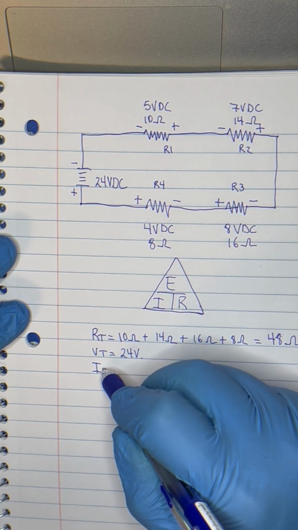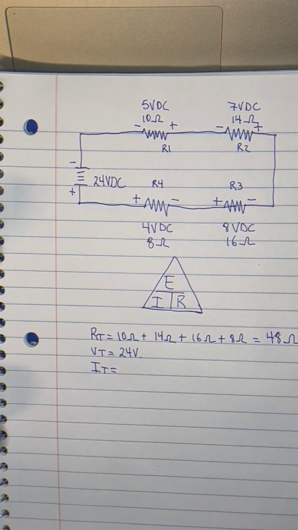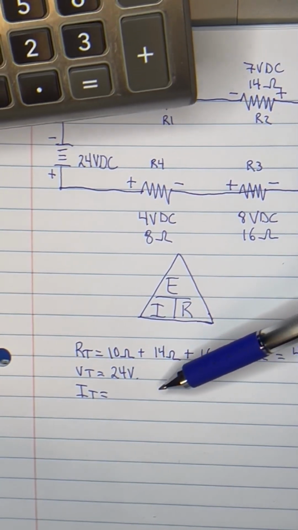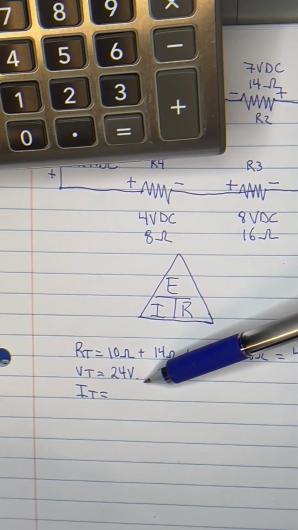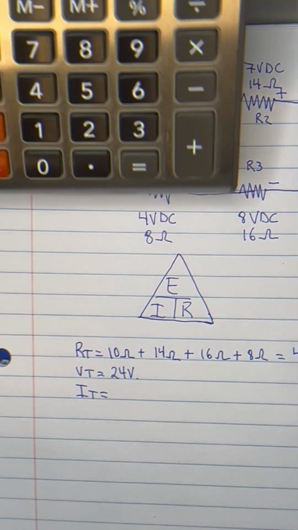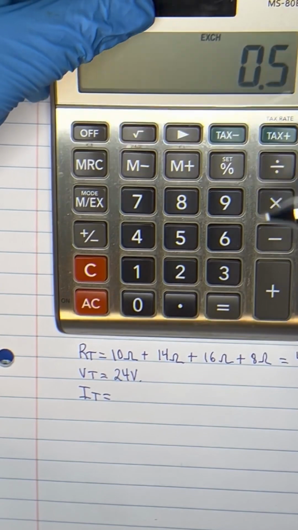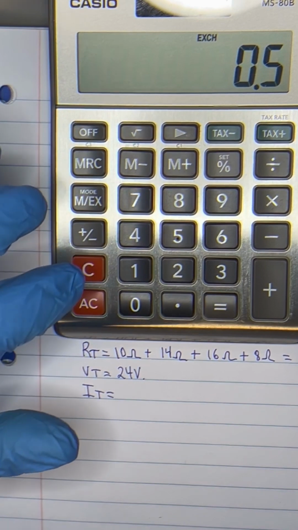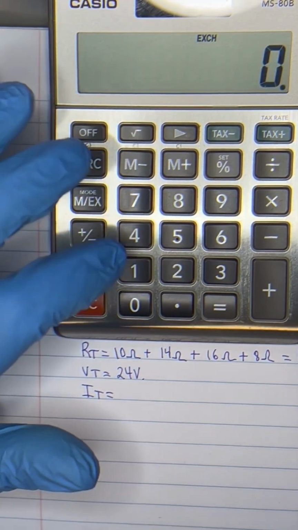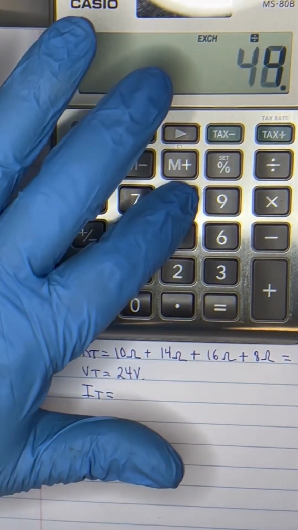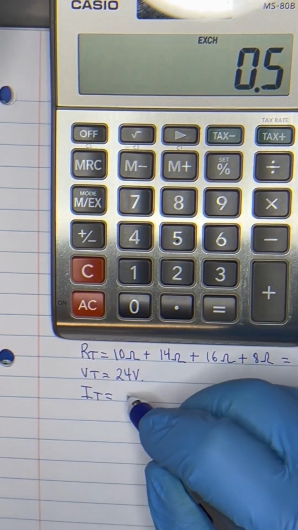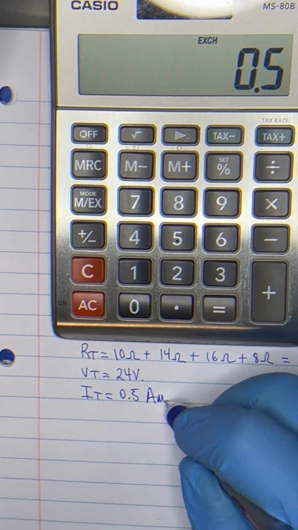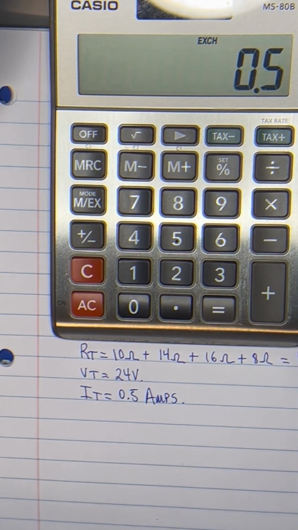So I total equals, so we already know that total voltage is 24 volts and we got total resistance. Now we can solve for I total. So if we go, for example, 24 divided by 48 equals, you got 0.5 amps. Boom.